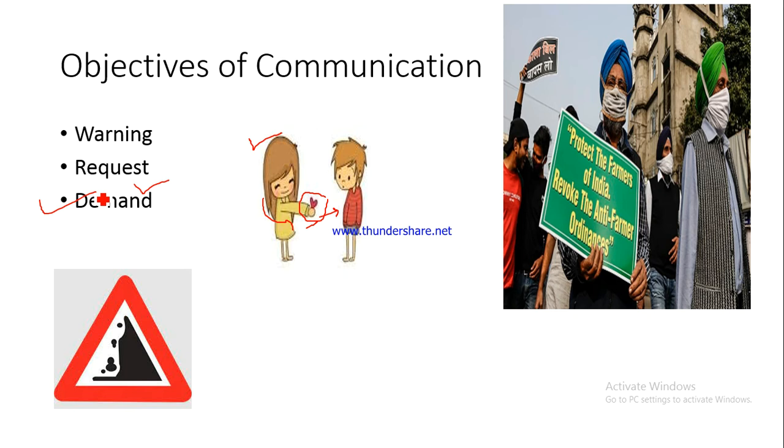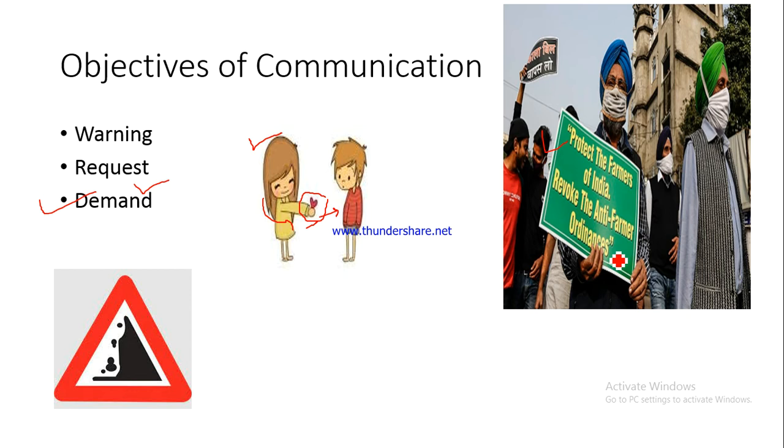So you demand from somebody who is higher up in the authority, and here you can see these people demanding something from maybe the government, from maybe the authorities. And what they are demanding, let's have a look at the placard that they are holding. And what is this placard saying? Protect the farmers of India, revoke the anti-farmer ordinances. I hope you are going through newspapers and you know that they are basically protesting against the farm bills, the 3 farm bills, and they are asking these bills to be withdrawn, to be revoked, these laws to be revoked.